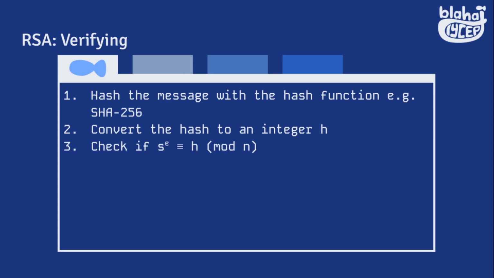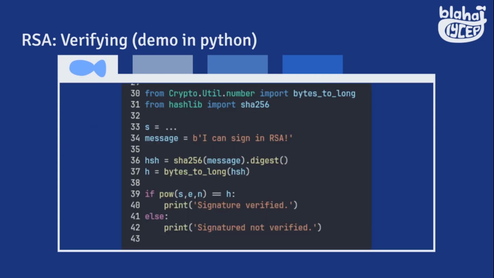And after that, since we have our signature, we can check if S to the power of E is congruent to H modulo N. And if it is, then it's verified. If it's not, then oh no, not verified. Someone tampered with it. So we'll be doing a demo of verifying.